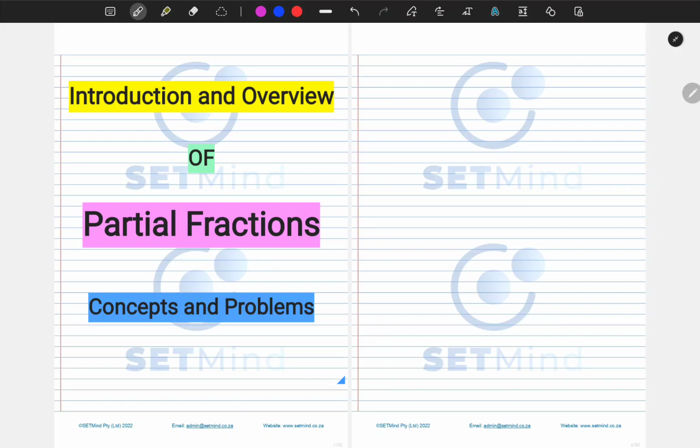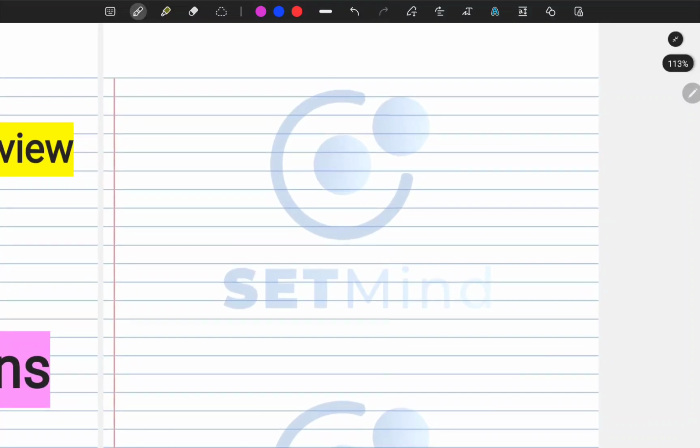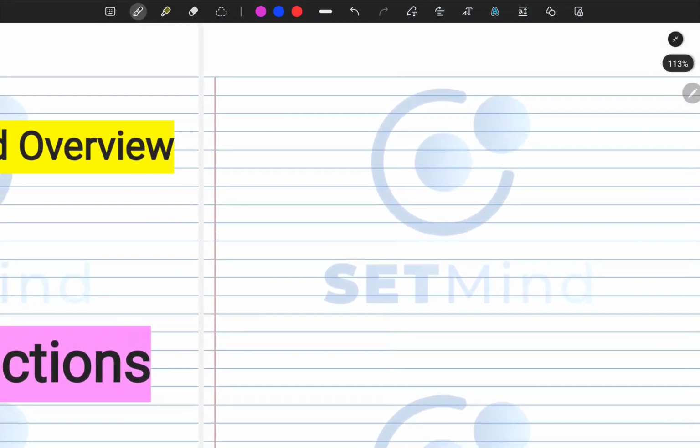Welcome to another edition. In this session, we'll be looking at an introduction and overview of partial fractions. We'll focus on the concepts and do problems which will aid in our understanding of partial fractions. So as a point of departure, let's quickly look at polynomials.